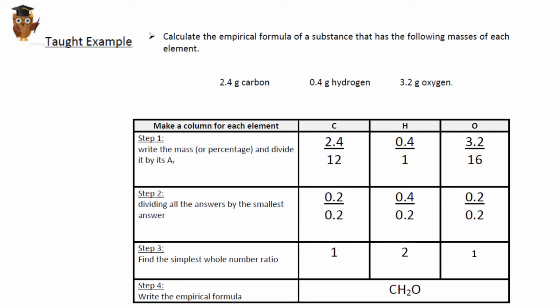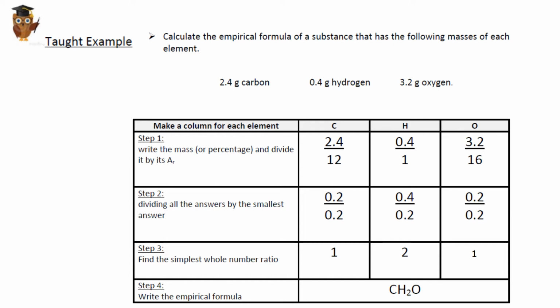It can be one column, it can be two, it can be three. Sorry, it can't be one. It'll either be 2, 3, or 4, or more. We start with the masses. The masses can be given as percentages or grams. In this case, they're grams. So I've got 2.4 grams of carbon, 0.4 grams of hydrogen, and 3.2 grams of oxygen.